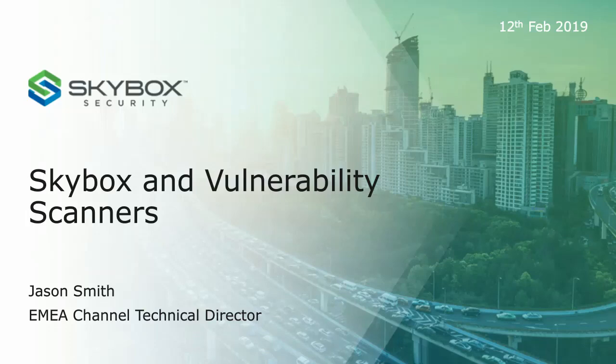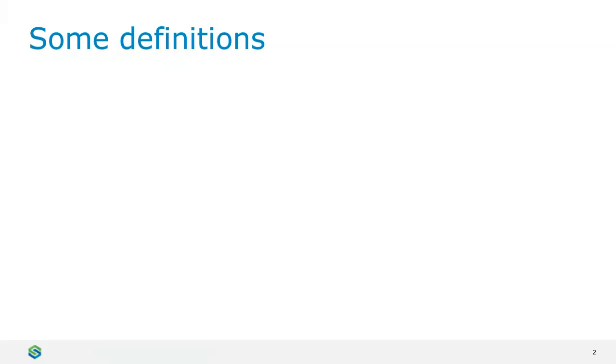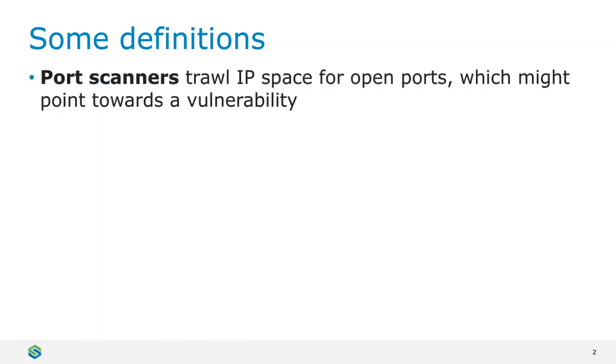So before we get stuck into all the Skybox side of things, it's worth starting off with defining what we're going to talk about. When we talk about scanning and vulnerability scanners, there are a few different definitions worth tying down. There are port scanners, which you'll no doubt be familiar with. These are tools that will trawl IP ranges for ports. And if the port is open, this could point towards a vulnerability, but it won't necessarily tell you if there's a vulnerability on that machine. But this is one method that people do use.